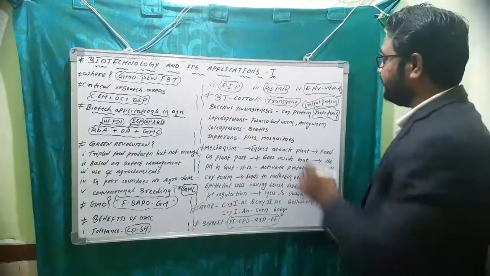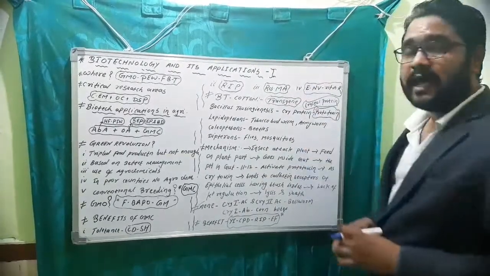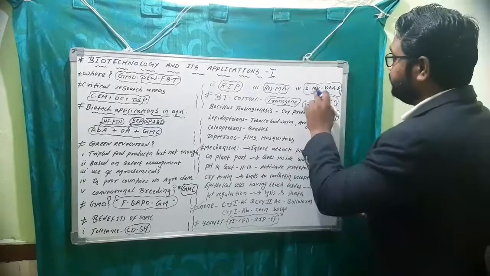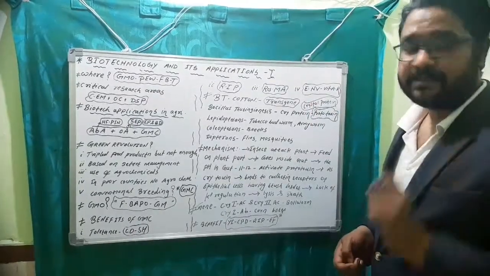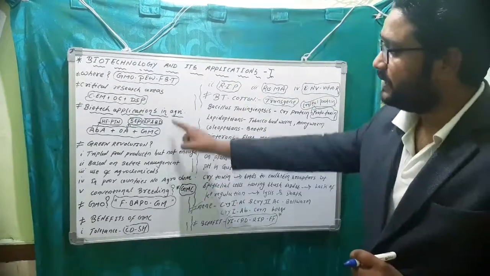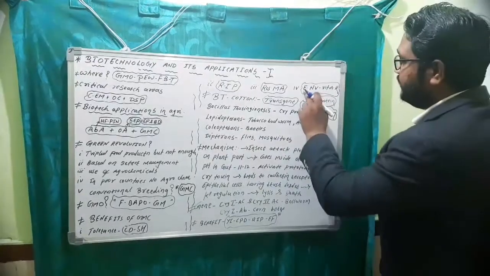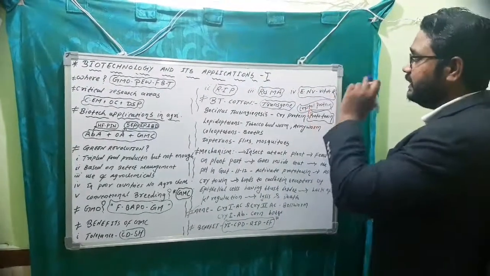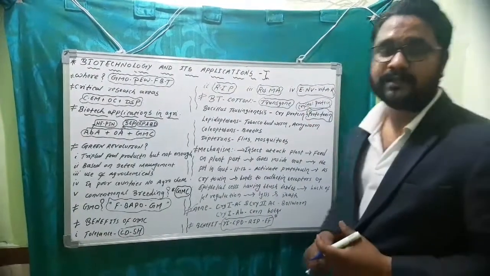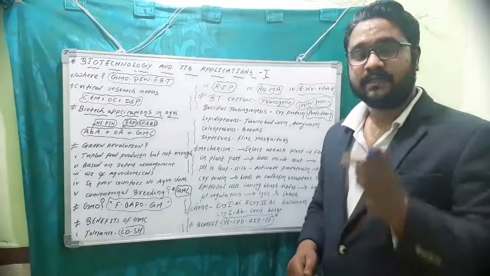Next most important is enhancement in nutritional value. The next important biotechnological application in agriculture is enhancement in nutritional value, for example, golden rice or the vitamin A rich rice.